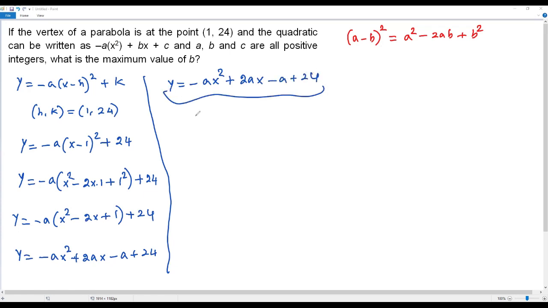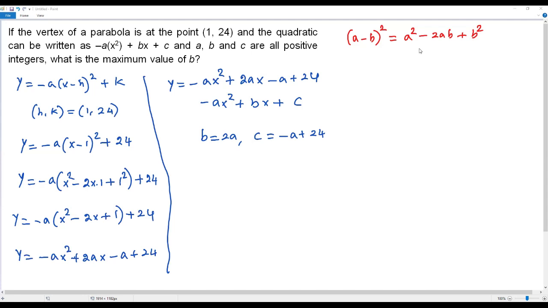Okay, now let's compare this quadratic function with the given quadratic, negative ax squared plus bx plus c. Let me write that over here. Comparing this and this, I'm getting negative a equals negative a. So the coefficient of x squared is negative a here and also negative a here. And the coefficient of x in the given quadratic is b, while in our quadratic function it's 2a. So b equals 2a. And c is the constant term in the given quadratic, and in our quadratic function the constant term is negative a plus 24. So then c equals negative a plus 24.